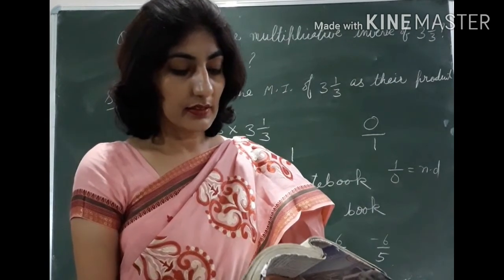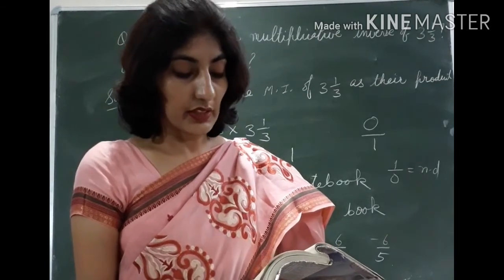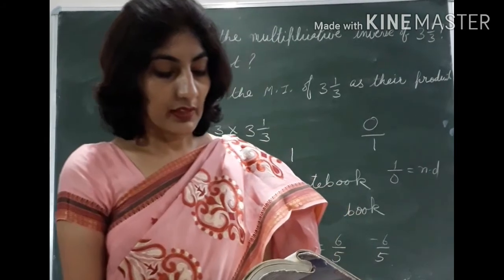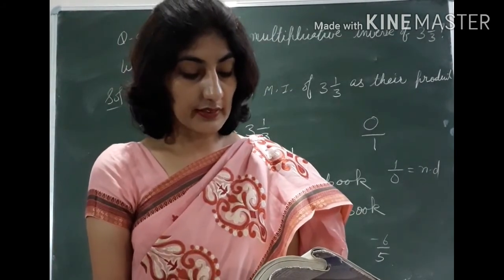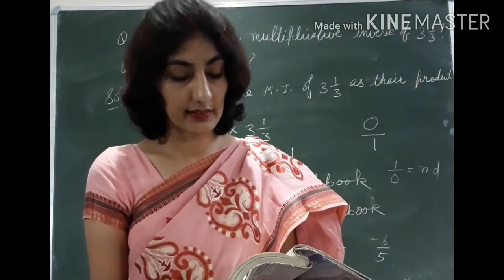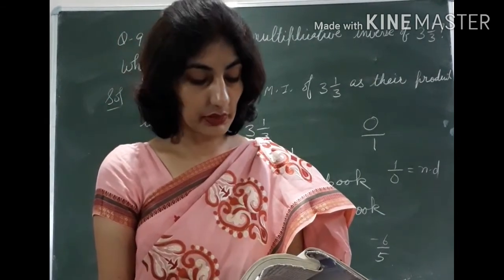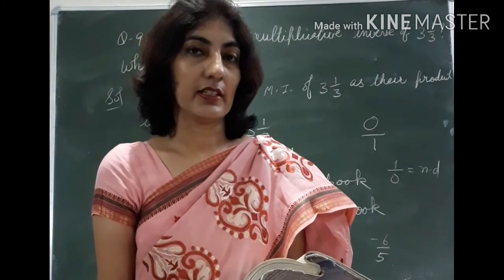Fill in the blanks. You can do it yourself. 0 has no reciprocal. The numbers 1 and minus 1 are their own reciprocals. The reciprocal of minus 5 is minus 1 by 5. The reciprocal of 1 by x, where x is not equal to 0, is x. The product of two rational numbers is always a rational number, and the reciprocal of a positive rational number is positive. With this, we finish our exercise 1.1.